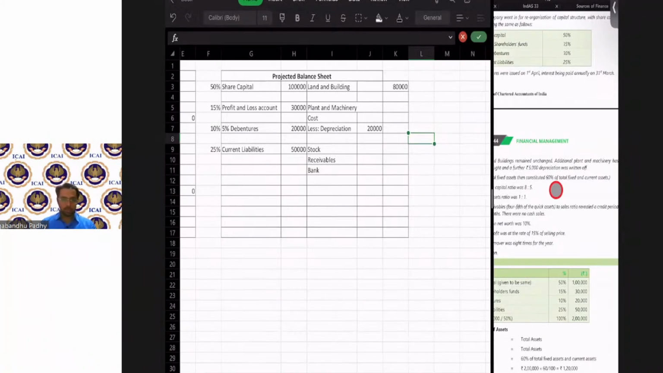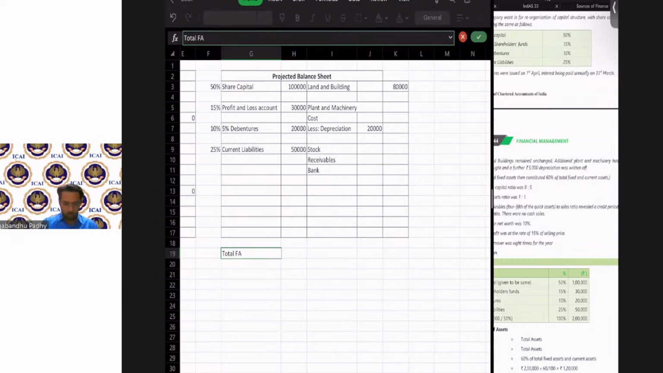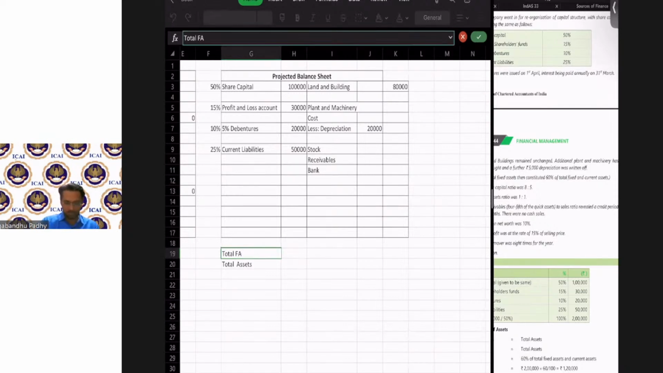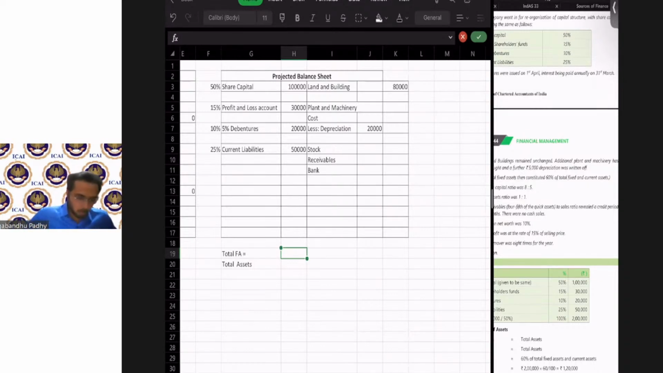Okay, so if we consider a working note, probably over here, total fixed assets divided by total assets is going to be equal to 0.6 because that's 60%, right?